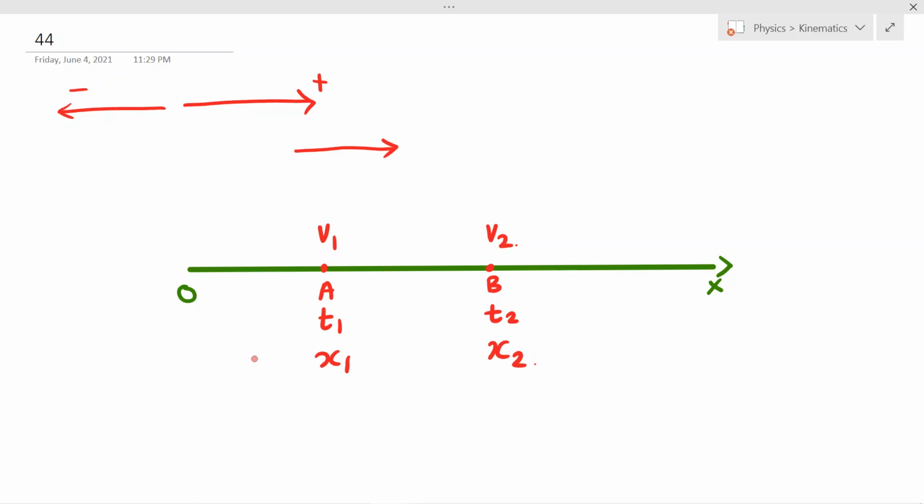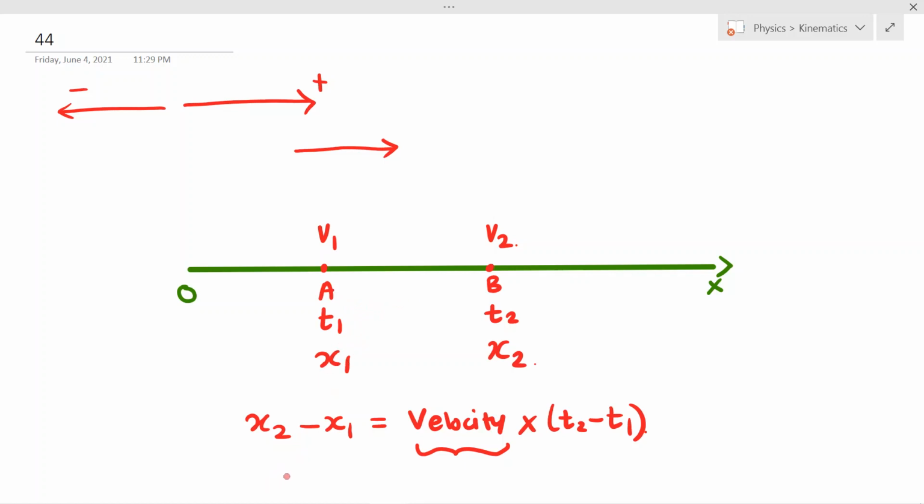Now what is the displacement? In time interval t2 minus t1, it will be x2 minus x1 equals some velocity into t2 minus t1, that is the time interval. Now what velocity to consider over here? The velocity to be considered is the average velocity, because this motion is non-uniform motion and to assess it we have to use average velocity.